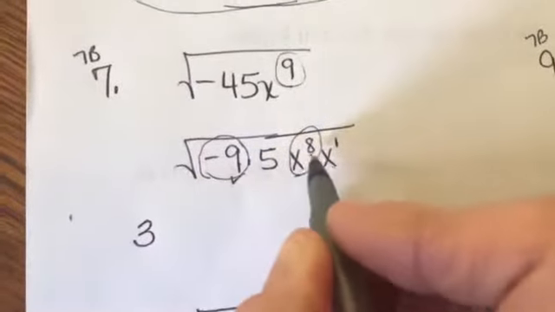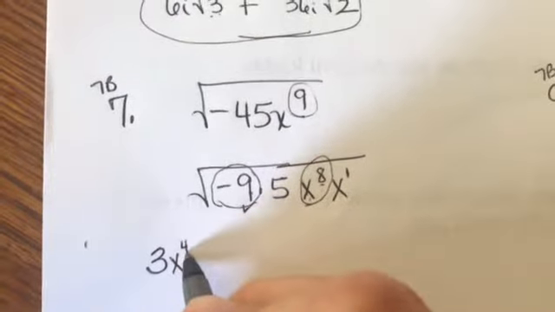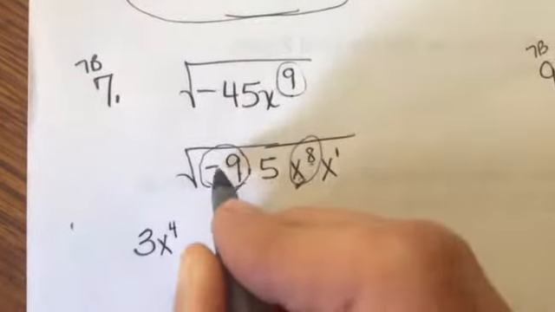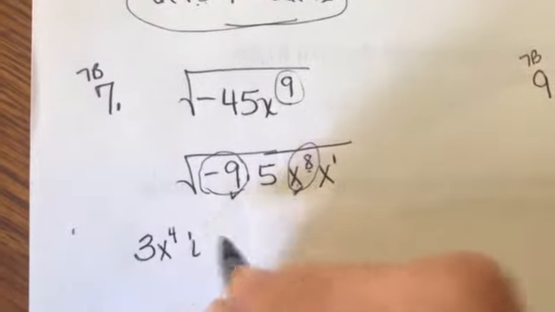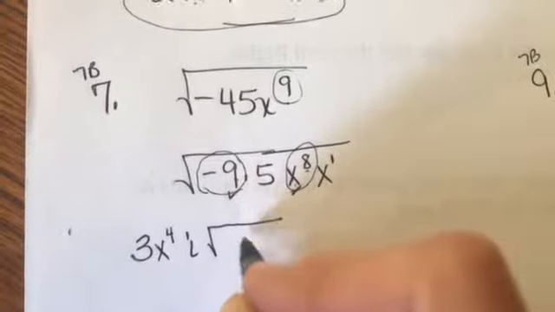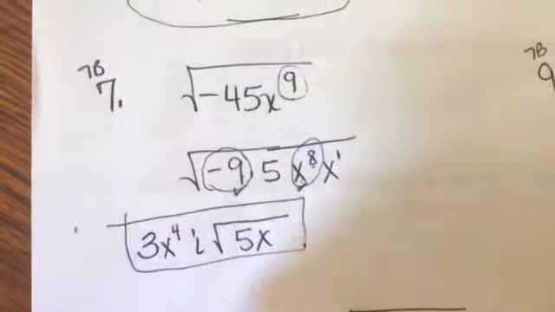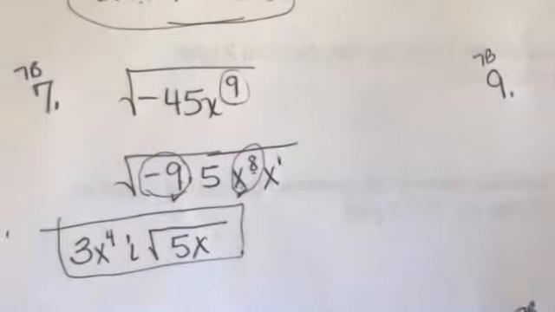So I'm taking care of that one. When I pull out my x to the 8th, it's x to the 4th. So I'm taking care of that one. If I pull my negative out, it's an i. And then underneath my radical sign, I have a 5 and an x. So that would be my answer right there. Crazy. All right, so that was 7b.